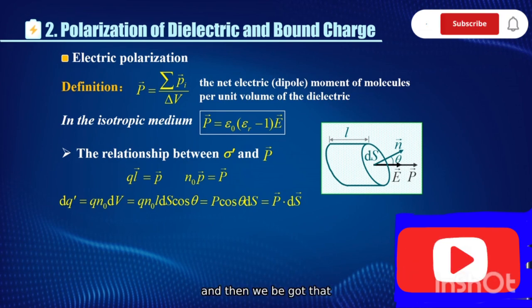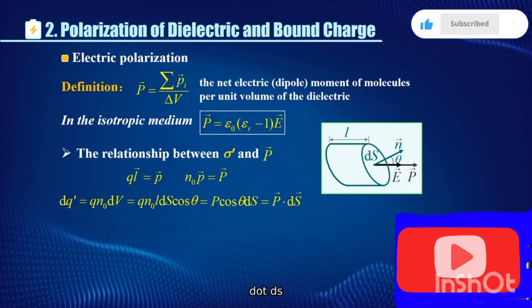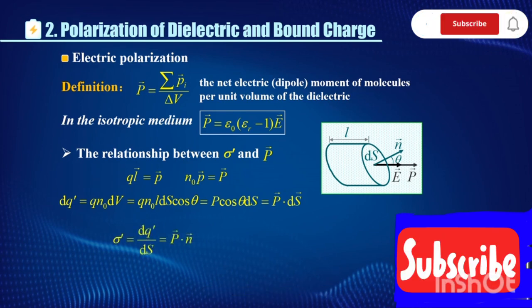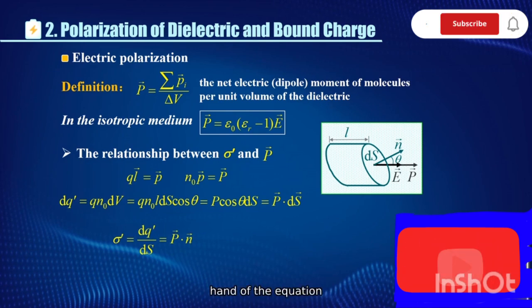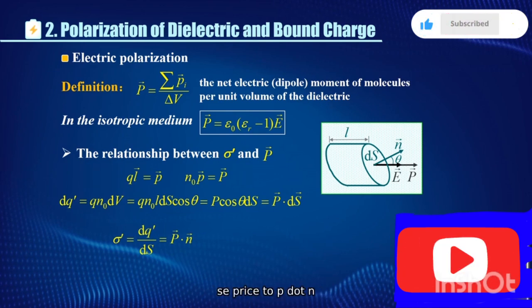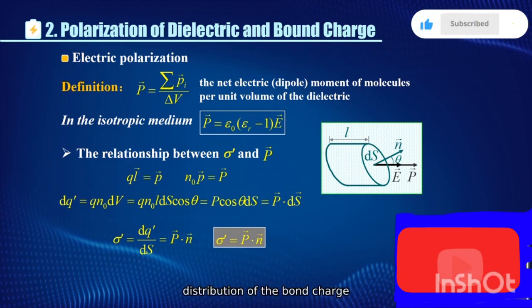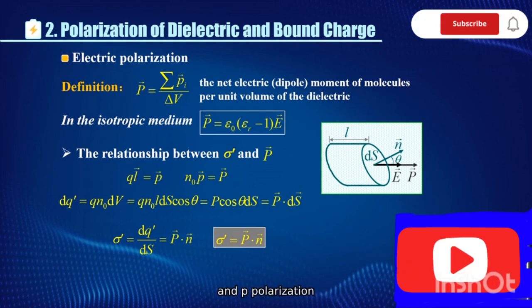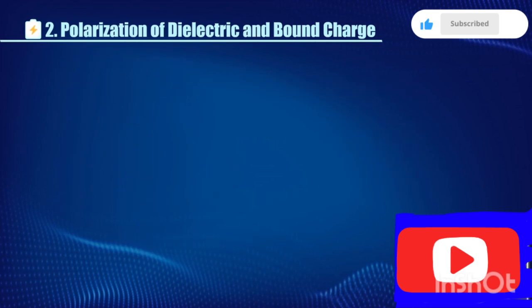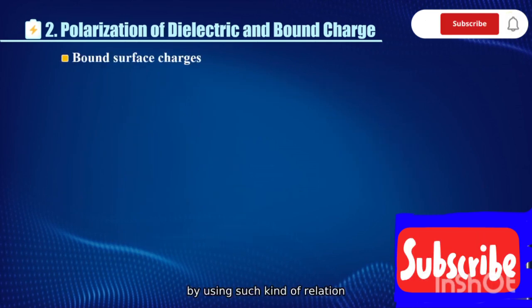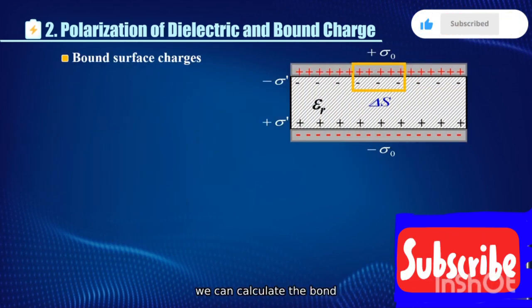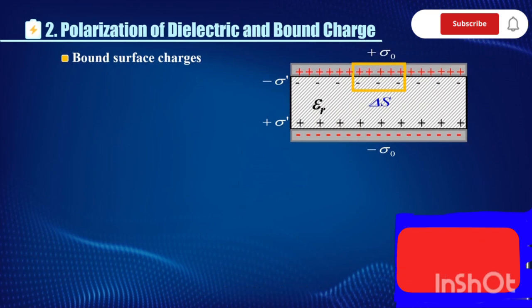And then we will get that dq prime equals P dot dS. Then we divide dS into the left-hand side of the equation, and we will get that sigma prime equals P dot n. This builds the relation between the distribution of the bound charge and the polarization P. By using such a relation, we can calculate the bound surface charges.